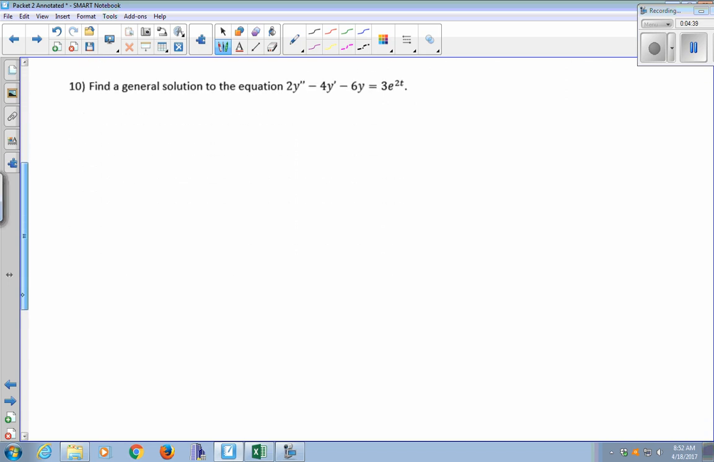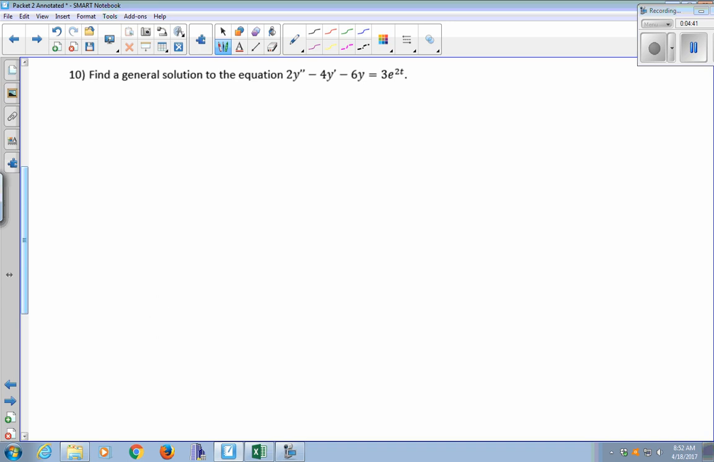So let's just do one together and then you can practice doing some on your own. The process is very similar to things we've done before. Step one, solve the associated homogeneous equation. So I want to solve 2y double prime minus 4y prime minus 6y equals 0. We just drop the forcing function.